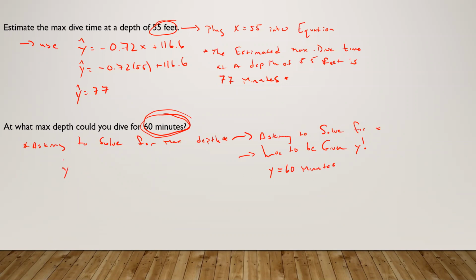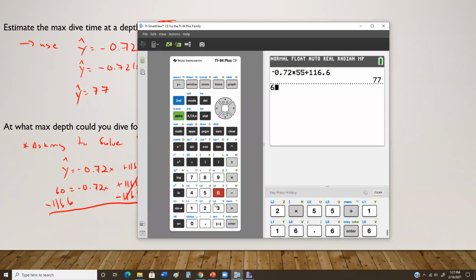So you're going to take your equation, y hat is equal to negative 0.72x plus 116.6, and you need to plug in 60 here. So it's 60 is equal to negative 0.72x plus 116.6. Let's solve this. It's just a straight linear equation. What's the first thing I need to do to solve this? Isolate the variable. So what do I have to subtract from each side first? Subtract 116.6. Yep. Let's grab our trusty calculator. So it's 60 minus 116.6. You get negative 56.6.